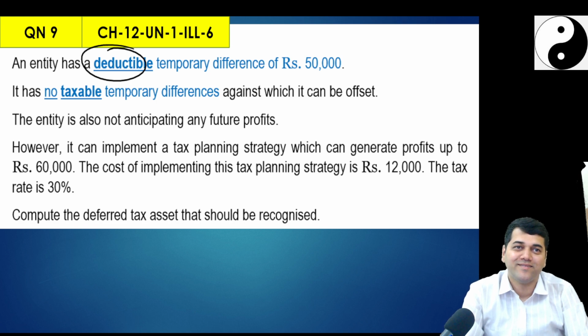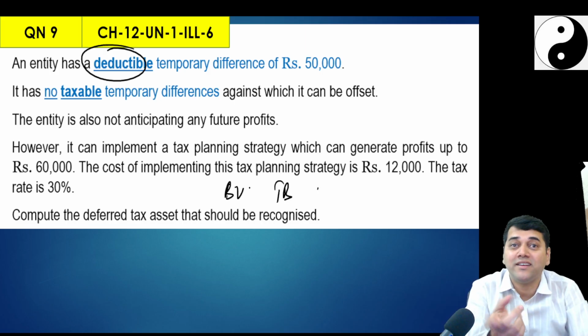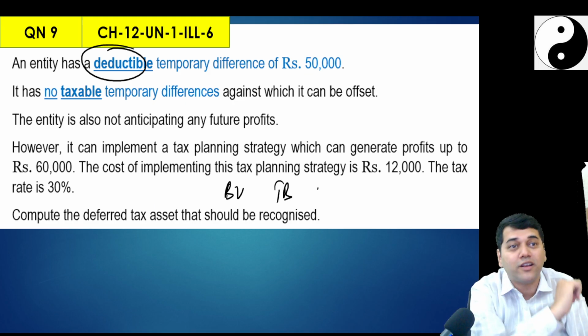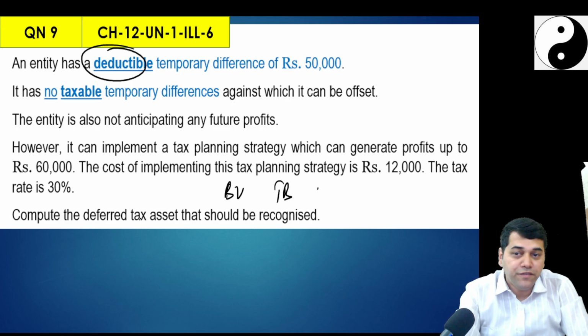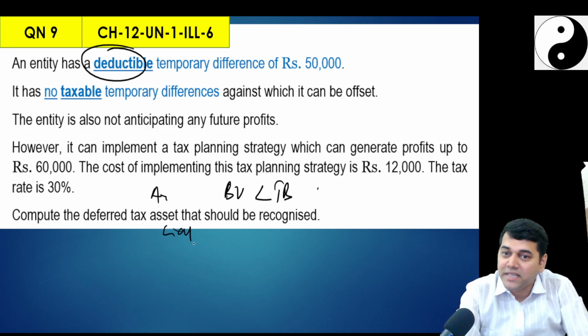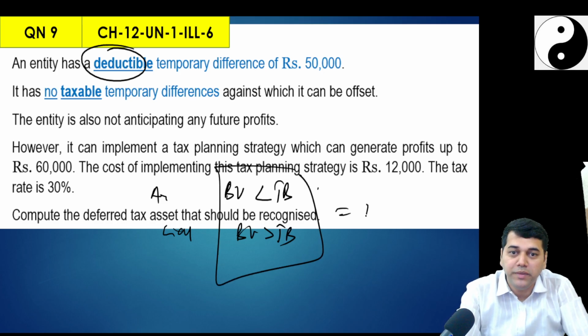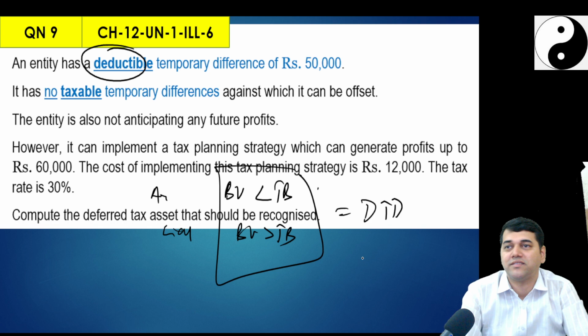Book value. Is the question clear? If they say deductible is more, which is more? Is the tax base more or is the book value more? That's what you need to tell, sir. That depends upon whether it is an asset or a liability. If it is an asset, it is like this. If it is a liability, the book value is greater than the tax base. These two combinations will give me a deductible temporary difference.